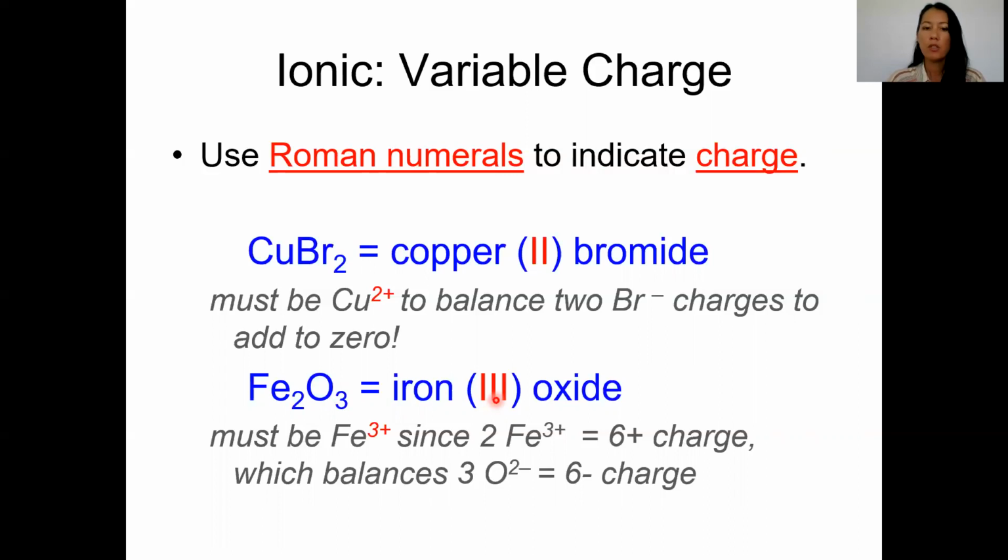The other thing you can do is what's called the crossing method. You could have written 2- for the O, and you could see 2 and 2 go across here and match, and that means 3 and 3 cross here, and you have iron 3+.